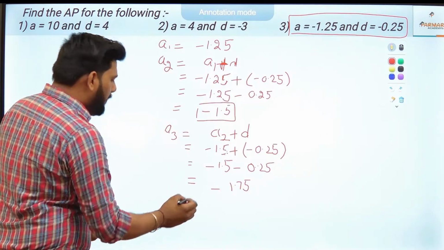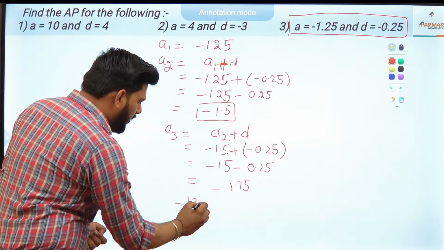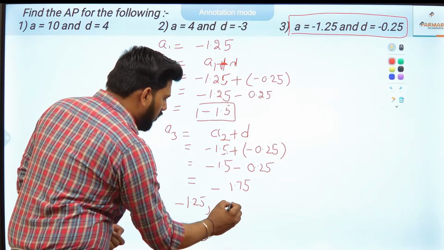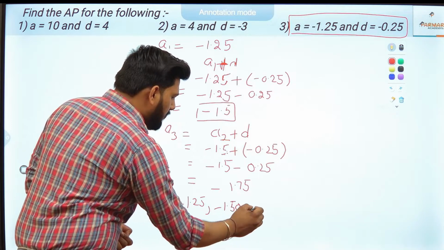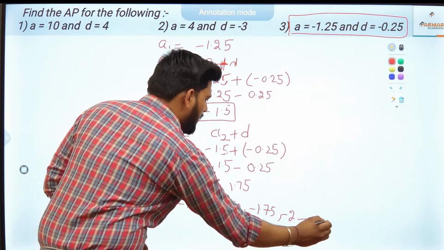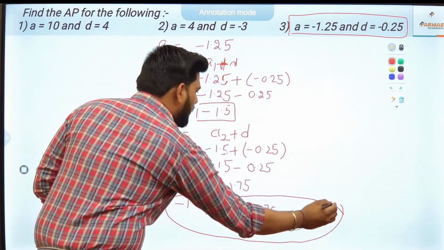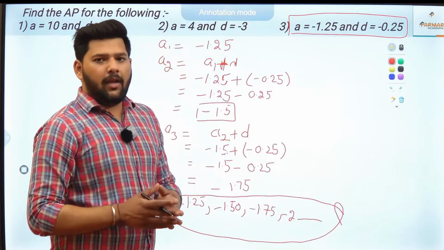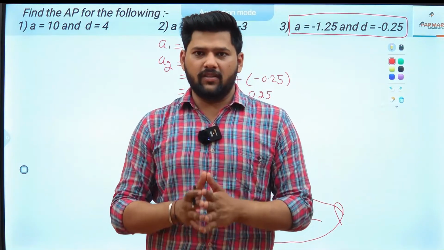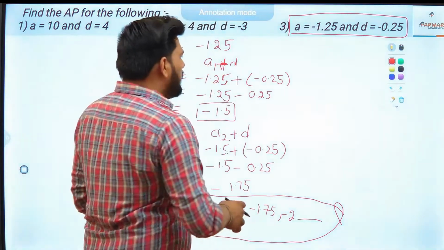So our required AP is minus 1.25, minus 1.5 or 1.50, minus 1.75, minus 2 and so on. So like this we will find the AP when the first term of the sequence and the common difference are given.